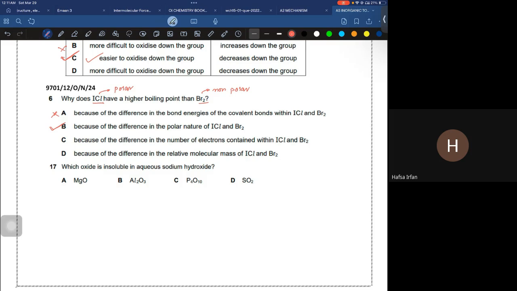17. Yeah, this is 17. Sir, is it A? Because it's basic, yeah, exactly. This is a basic oxide. So which oxide is insoluble in aqueous alkali? It's also a base. A base doesn't react with a base. That's the reason. Okay, good, great.